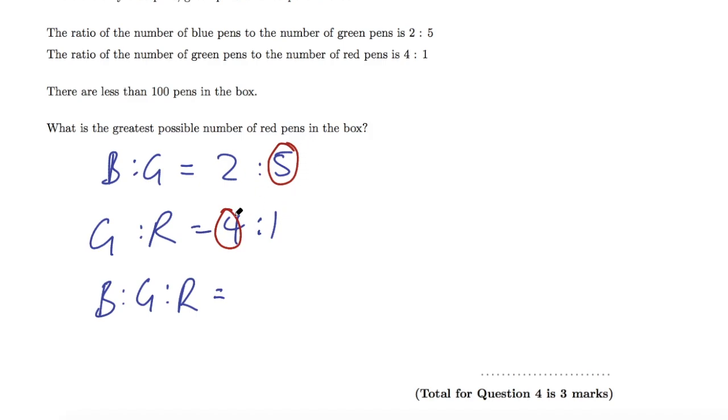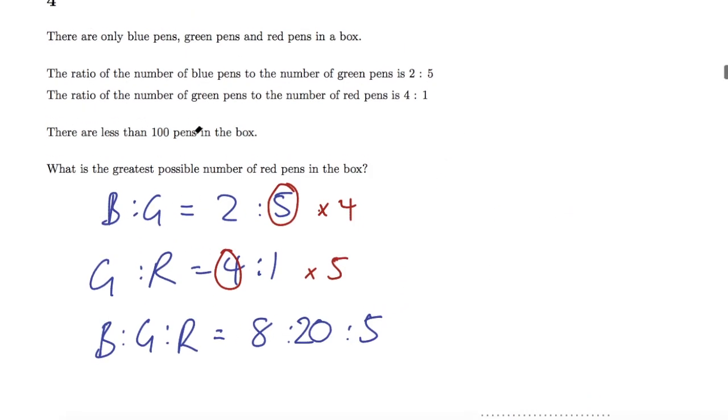So the lowest common multiple of 4 and 5 is 20. So if we say the green pens in this ratio is worth 20, then we need to multiply. What we've done is we've multiplied this ratio by 4, and we've multiplied this ratio by 5. So 2 times 4, that's going to be 8, and then 1 times 5, that's going to be 5. So the ratio comparing all of the pens together will be 8 to 20 to 5.